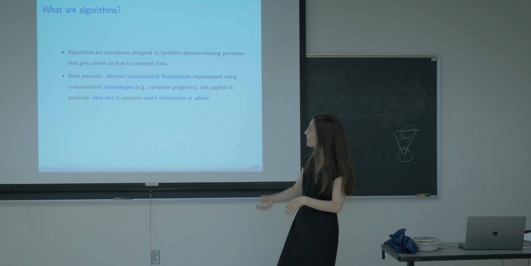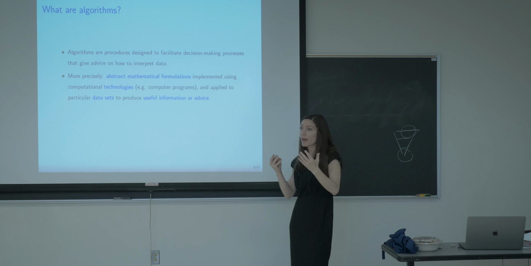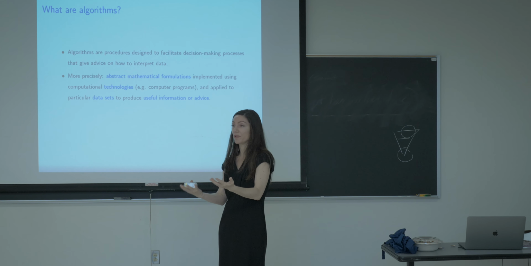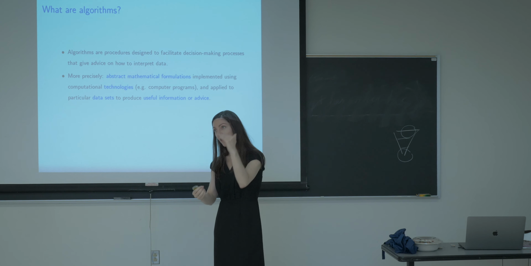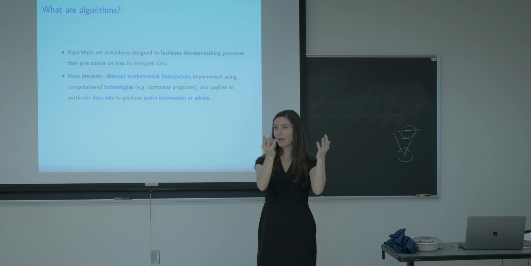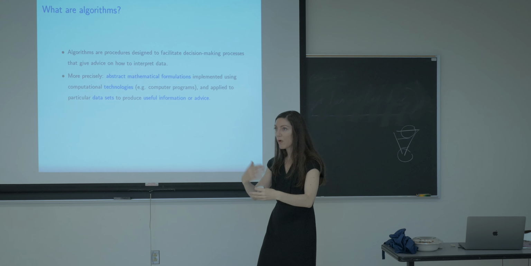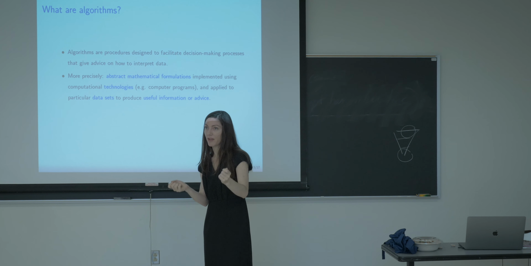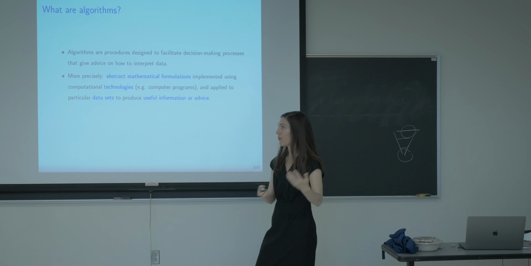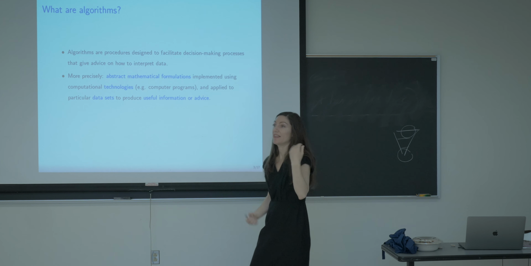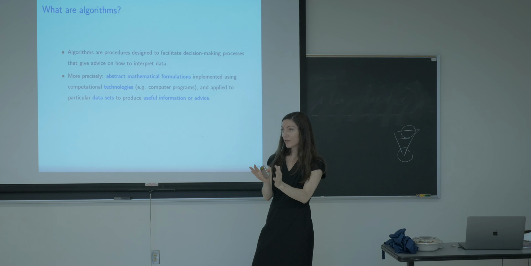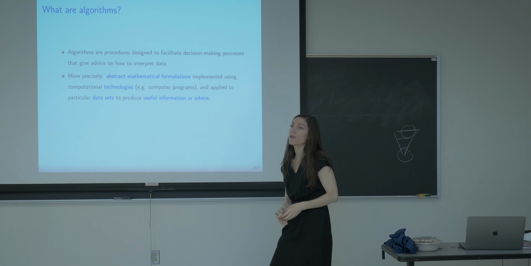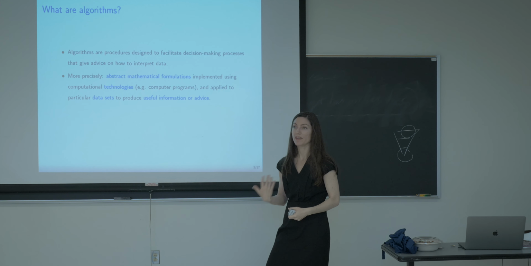Okay, so an algorithm is an abstract mathematical formulation that is implemented using computer software, typically. So sometimes someone takes a mathematical expression and then writes down code that will behave consistently with the prescriptions given by that formula. And this computer software is implemented on data sets. Okay? And then the output generated by the algorithm is interpreted by an analyst or a decision maker.